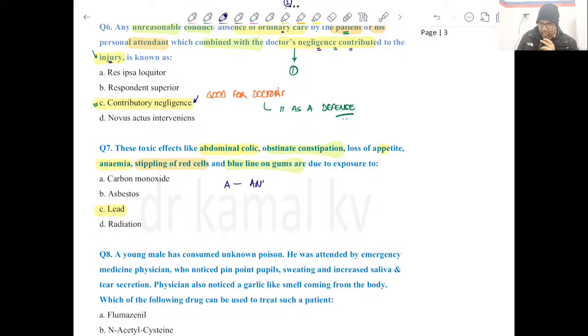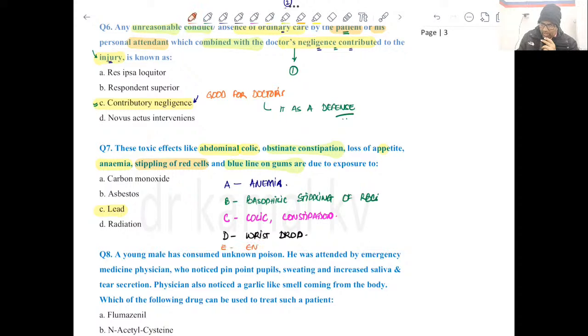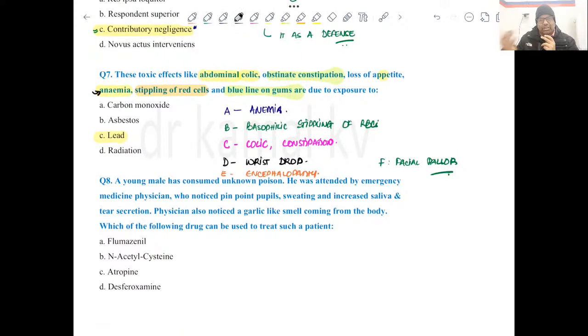So you can remember it like this: A for anemia, right? Then B for basophilic stippling of RBCs, clear? Then C is for colic or constipation, clear? Then D for wrist drop, then E is for encephalopathy, F is for facial pallor. Clear? So these are all features of lead poisoning.